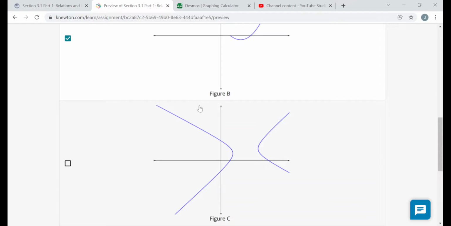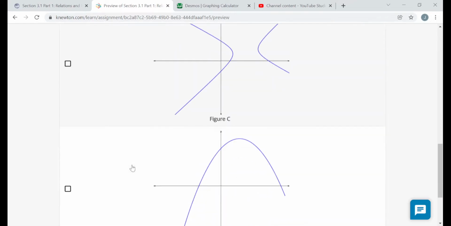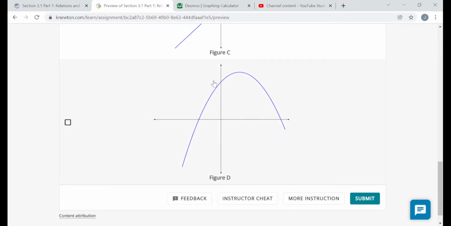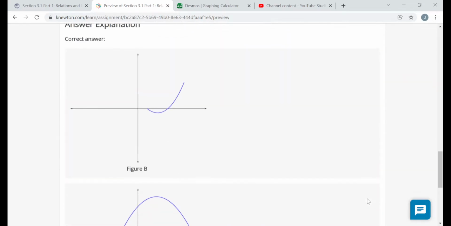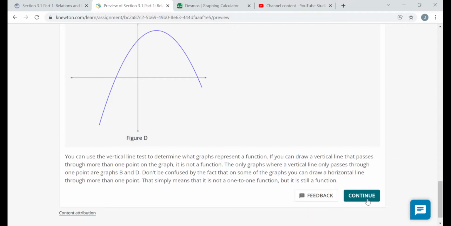This is getting hit twice over here with a vertical line, so that's not a function. And this one's getting hit either 0 times or 1 time. This is a function. Y is a function of x, right? A very simple concept, I feel. All right. And moving on.